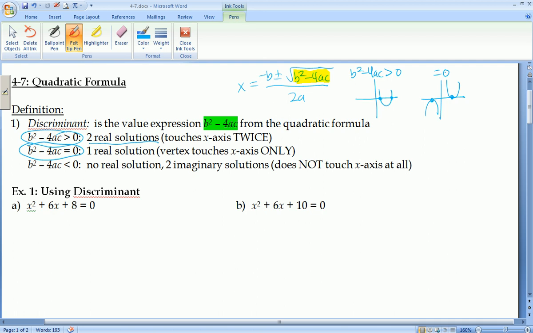Okay, and then our last scenario here is if it's negative. So if the stuff inside of your radical, your discriminant, is negative, that means that your parabola will not touch the x-axis at all. Okay, it doesn't have to be in those quadrants, it could be in any quadrant, but it's not going to touch them at all. Okay, we also call that two imaginary solutions as well, which we kind of learned about imaginary numbers already. We're going to be talking about that again today.